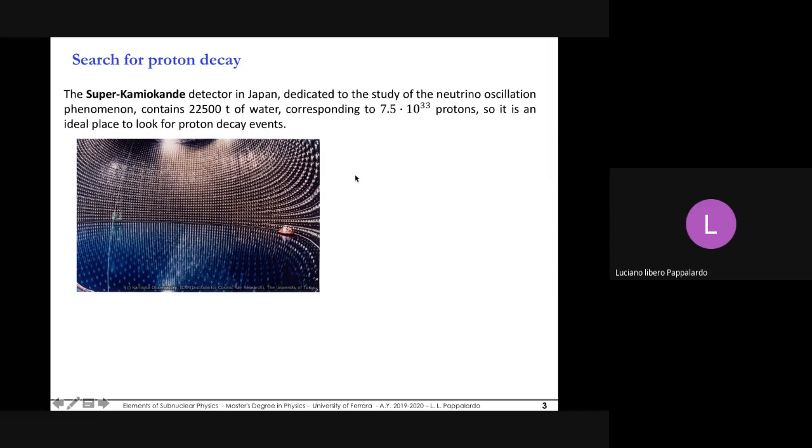This detector has been built and widely used for the study of neutrino physics. In particular, they discovered for the first time the neutrino oscillation phenomenon. Now, the important point for us is that this detector contains 22,500 tons of water, and water is made of hydrogen and oxygen, so this corresponds essentially to 7.5 10 to the 33 protons. This is the number of protons you expect when the full Super Kamiokande detector is filled with water. And so now we reach a huge number of protons, comparable with what you want in order to study the proton decay. In fact, the Super Kamiokande is the ideal place to look for proton decay events.